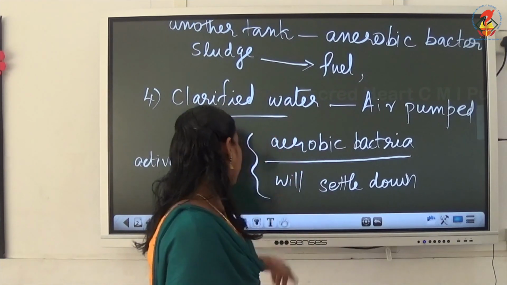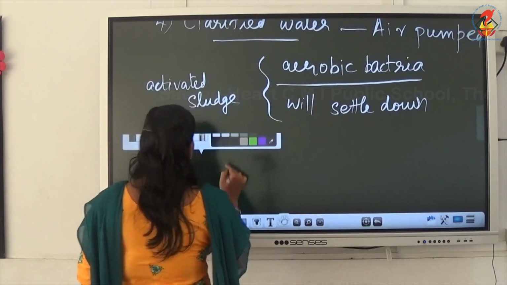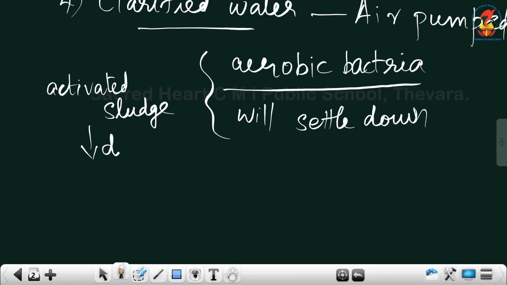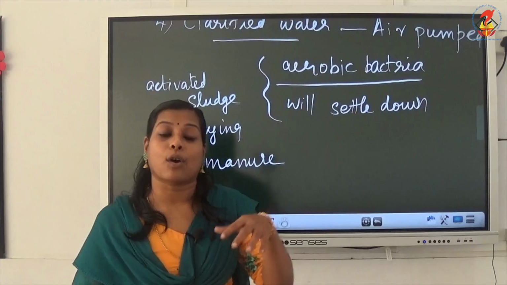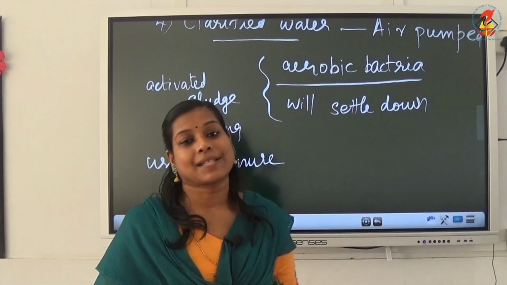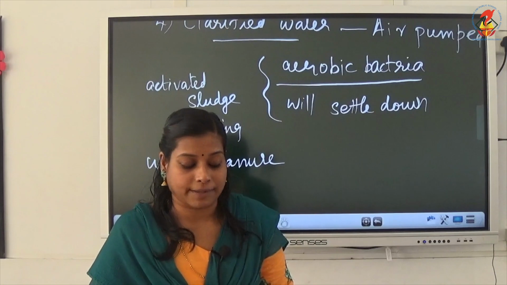So, activated sludge is used after drying as manure to bring that organic material back, or nutrients back, to the soil. So, that activated sludge is also useful there.